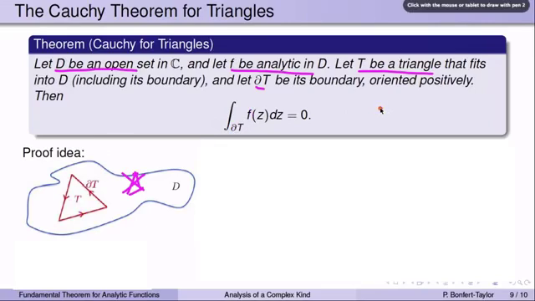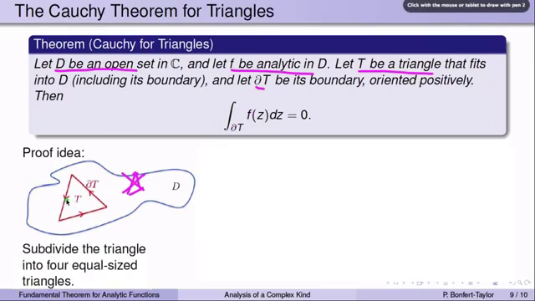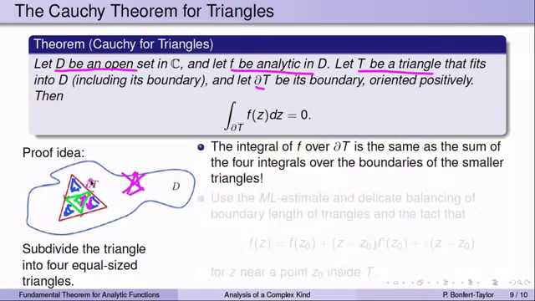The proof idea is as follows. You start by subdividing this triangle into 4 equal-sized triangles. And then notice, I can integrate around this triangle, and this triangle, and this triangle, and also around this triangle. But if I do so, along this side, for example, if I integrate in the lower right-hand triangle, I integrate it this way, but in the green triangle, I'm integrating over the side that way, and the two integrals will cancel out if I add them all up. So the upshot is that the integral over the boundary of T is the same as the sum of the 4 integrals over the boundaries of the smaller triangles.